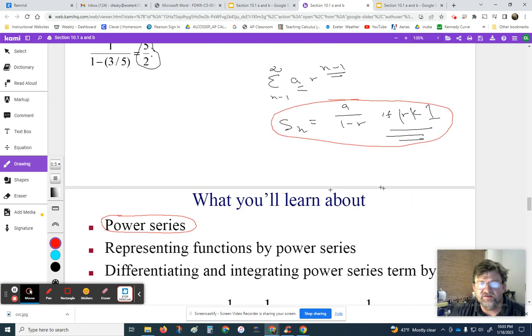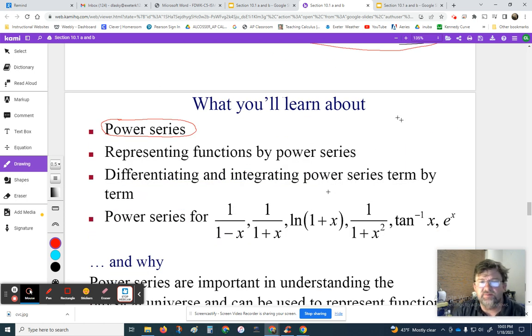This right here, this formula, which I just talked about, which is A over 1 minus r, is crucial in creating functions that are represented by a power series. Okay. So differentiating and integrating power series, no big deal. You guys are going to be able to understand that. It's a little complicated at first, but I get it.